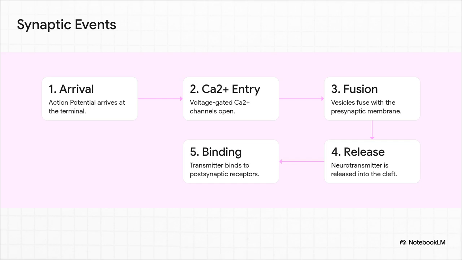First, the action potential arrives at the nerve terminal. This triggers voltage-gated calcium channels to open. The flood of calcium causes little bubbles full of neurotransmitters, called vesicles, to fuse with the membrane. This fusion releases the neurotransmitter into that tiny gap, the synaptic cleft. And finally, those neurotransmitter molecules bind to receptors on the postsynaptic neuron, passing the message along.